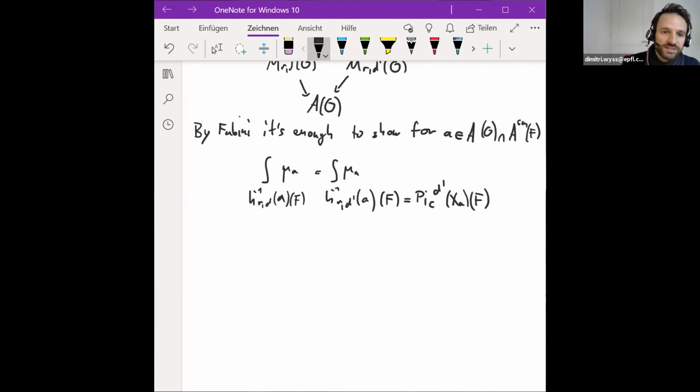So what does this statement look like to prove? It turns out that this is now a purely arithmetic statement, because notice that we're in the following situation. F is not an algebraically closed field. And so either what happens is that this Pic^{D'}(X_a)(F) will not have any rational point.